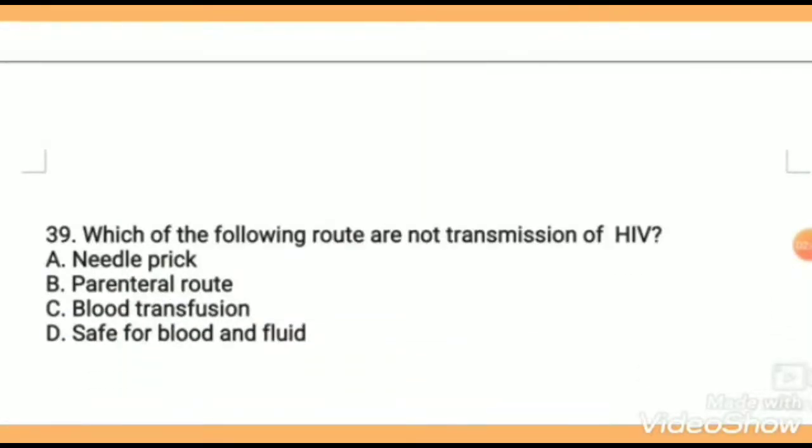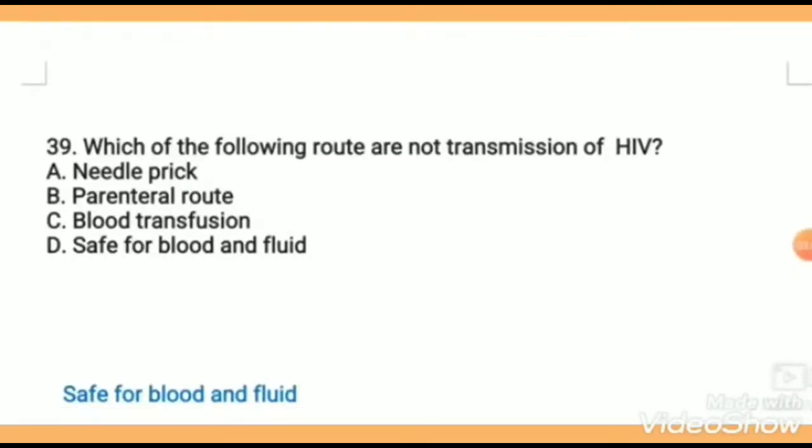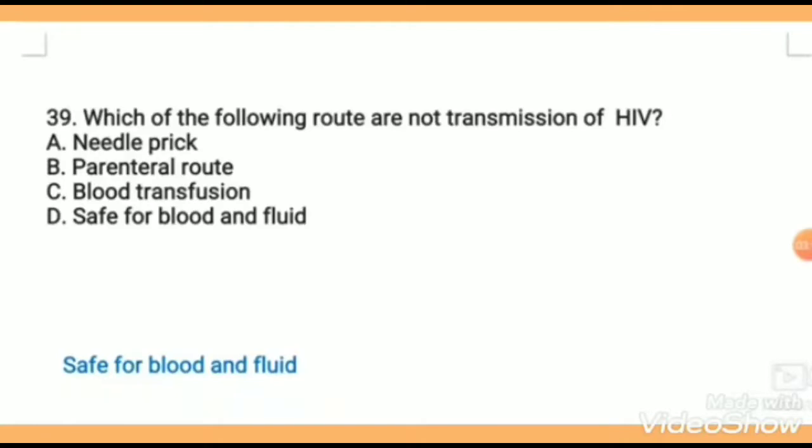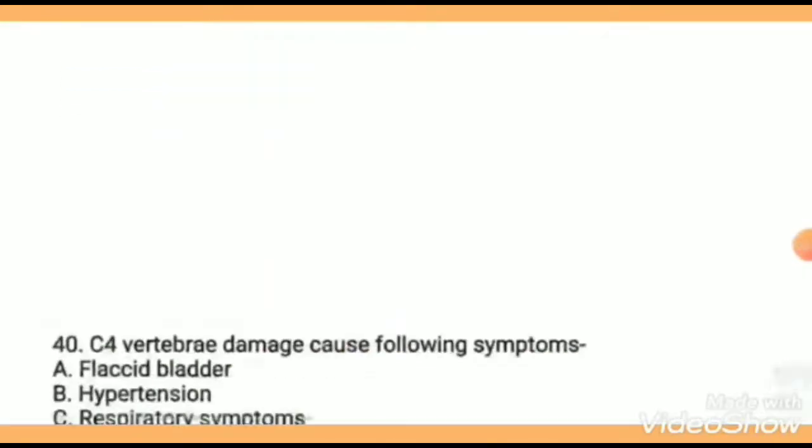Which of the following routes are not transmission of HIV? Needle prick, parenteral route, blood transfusion, or safe for blood and fluid? So, the correct answer: the route that is not a transmission of HIV is safe for blood and fluid. Next question.